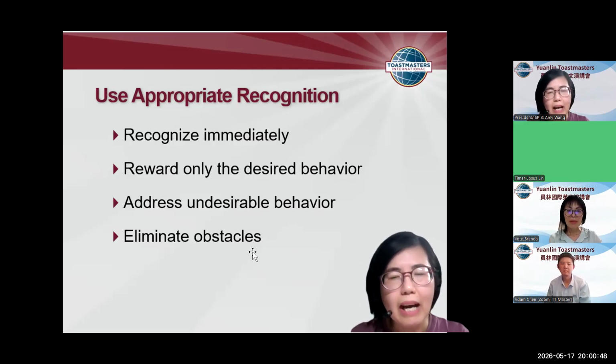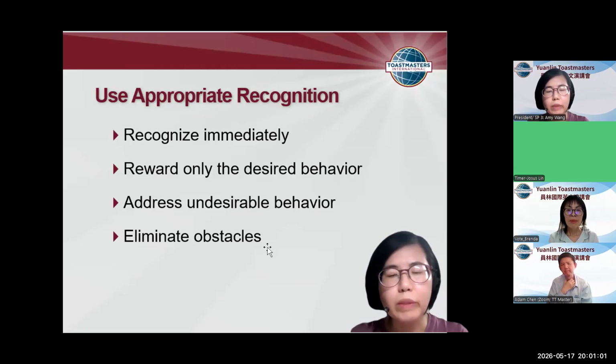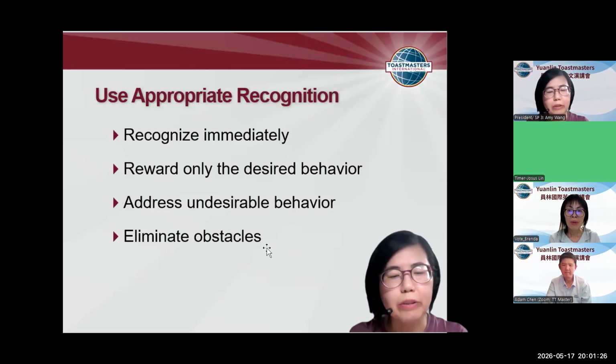Next one, eliminate obstacles. Okay. Here is an example. Sometimes people do not perform well, not because they are unwilling, but because they are facing difficulty. For example, a child struggles with English learning, and I discovered the problem is the child does not understand phonics. So I changed the way to teach him. So true motivation is not simply telling people to work hard. It's being willing to help remove the obstacle in their path.